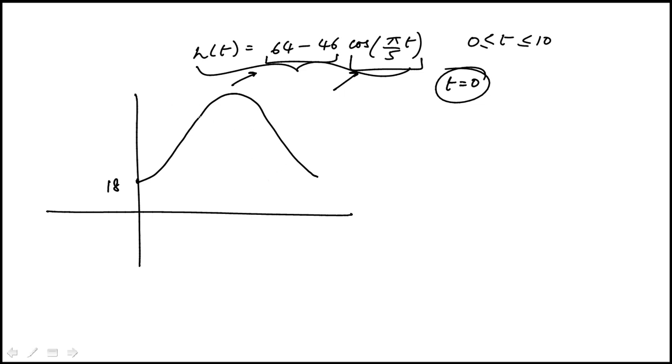the passenger is at least 100 feet above the ground. So 100 feet, let's say, is at this point. So we want to look at this time frame that it's above 100 feet.